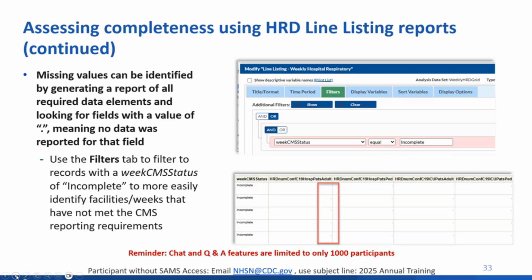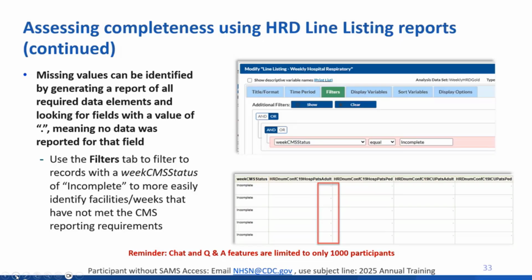So if you want to look to see what specific values are missing that may produce an incomplete variable in the week CMS status column, what you'll want to do is generate a report of all required data elements and look for fields with a value of just a period or a dot. It's pretty faint here on the slide, but if you zoom in, you should be able to see that in this column with the red circle around it, each of those fields has a tiny little dot in it. And that means that no data was reported for that field.